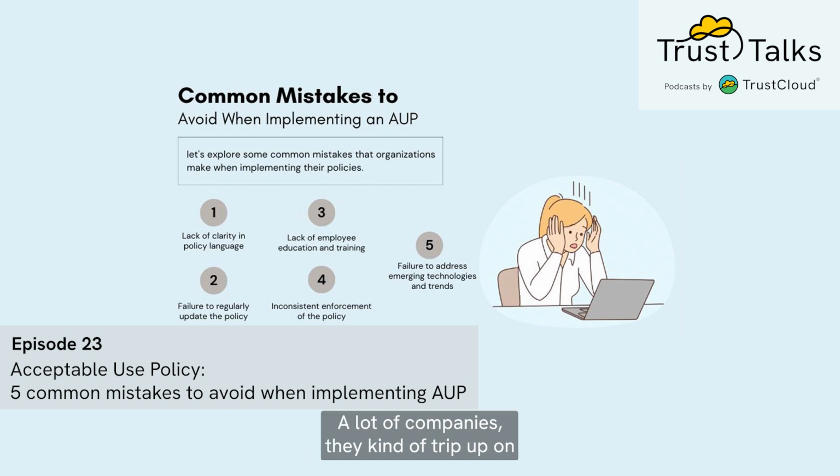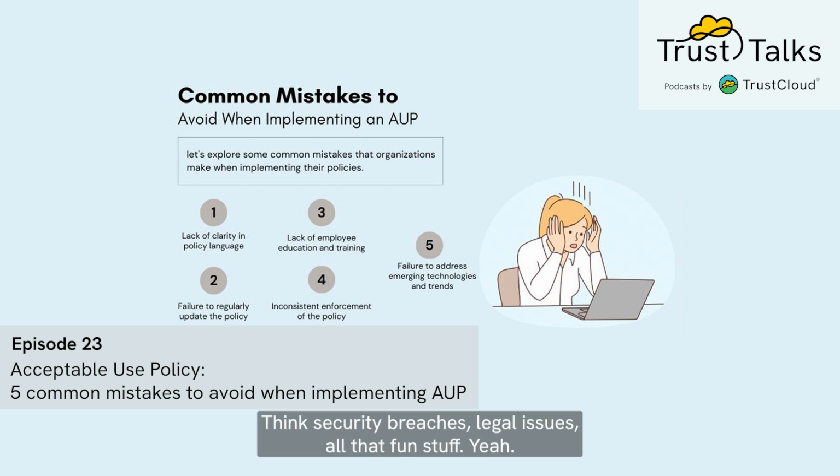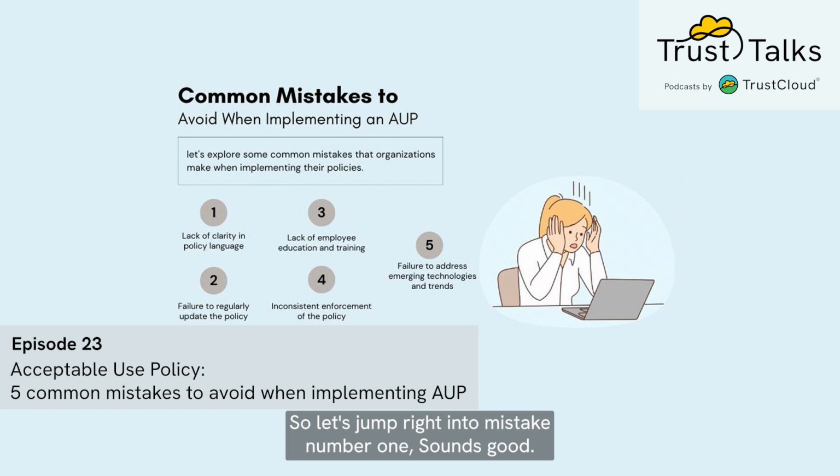Yeah, you'd be surprised. A lot of companies trip up on some of these things that seem really simple, and it can actually cause some pretty big problems for them. Think security breaches, legal issues, all that fun stuff. Yeah, no one wants that. So let's jump right into mistake number 1, huh?